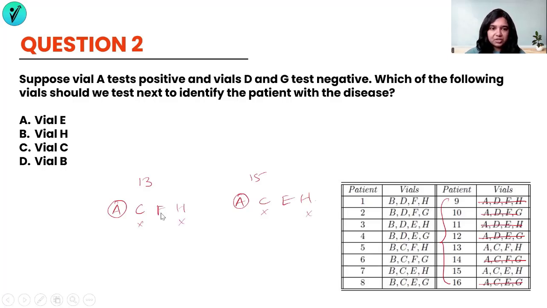What would you do? You would either check F. If F turns out to be positive, then patient number 13 is going to be your patient. Otherwise, if E turns out to be positive, you will definitely know that patient 15 is the actual patient. So I'm only going to check for either F or E, out of which vial E is there in my options. So I will mark vial E and I will go ahead.